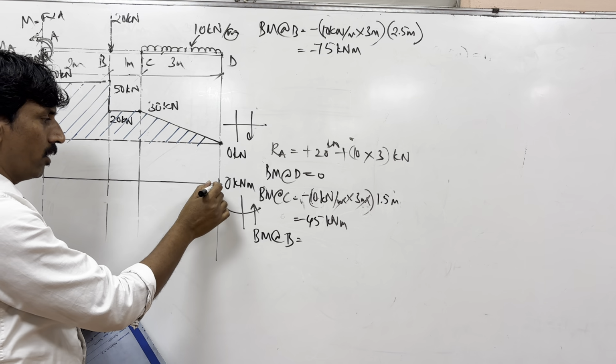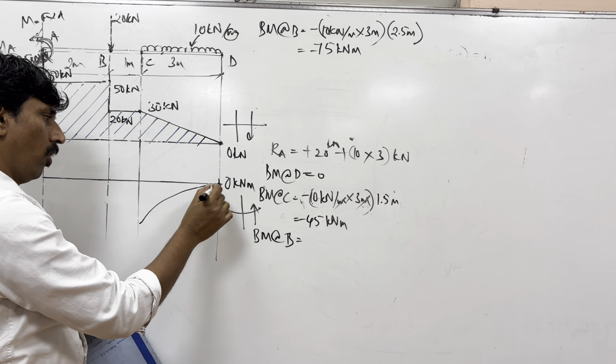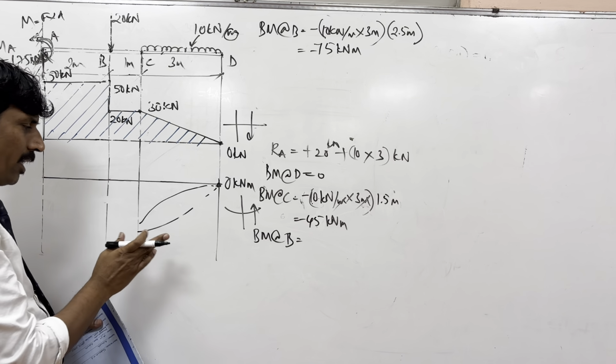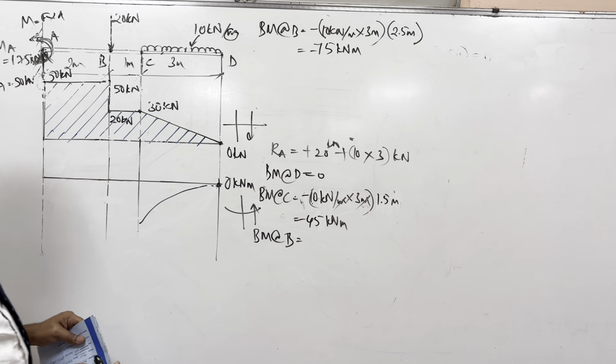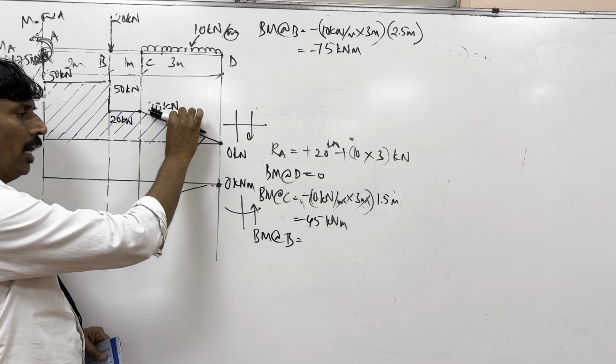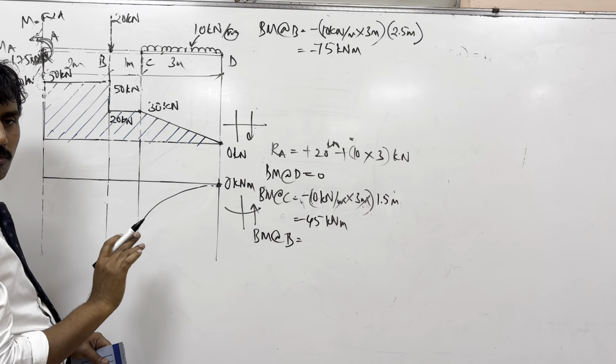People can draw like this, or people can draw like this. I think examiners will not penalize however you draw it. But only one thing: here, if it is an inclined line, here it should be a curve.